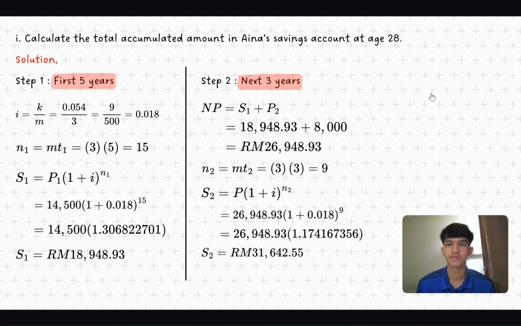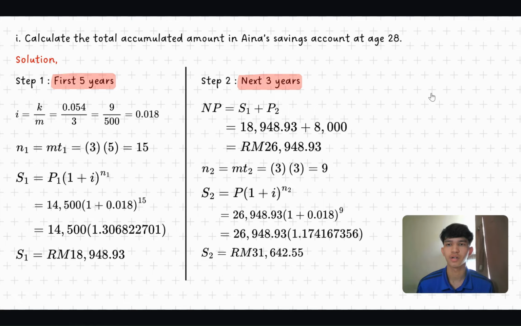Solution, step 1. In the first 5 years, we need to find I first. The formula is K divided by M. After we substitute the numbers and simplify, we get 9/500, or in decimal 0.018. Next we need to find N1. The formula is N1 equals MT1. After that, the answer we get is 15.